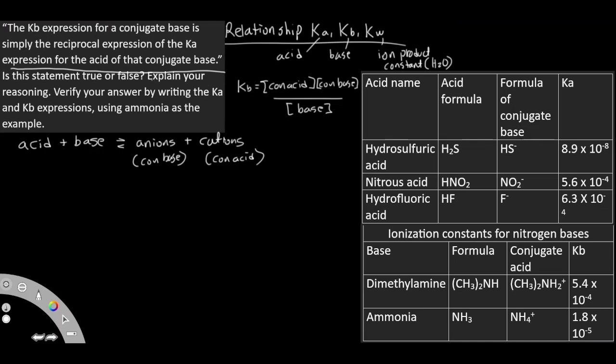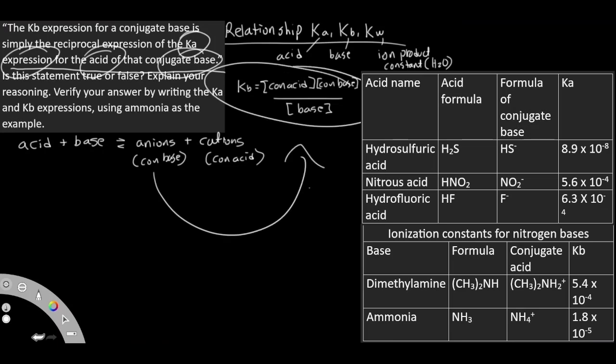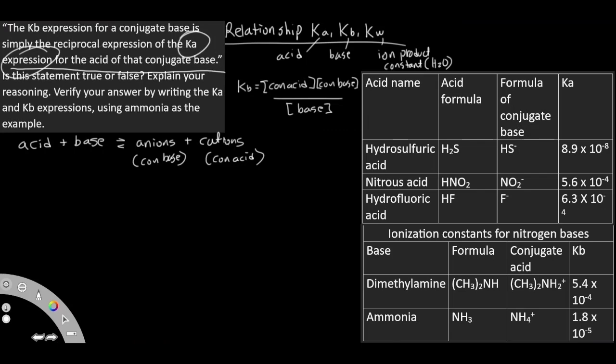What is it now asking for? It's asking for the Ka expression for the acid of that conjugate base. Well, this over here was the expression for that conjugate base, right? So now it's pretty much asking to do the former, the one before. Because if this here was our conjugate base and we just found it, it's saying find the K expression of the acid for that conjugate base.